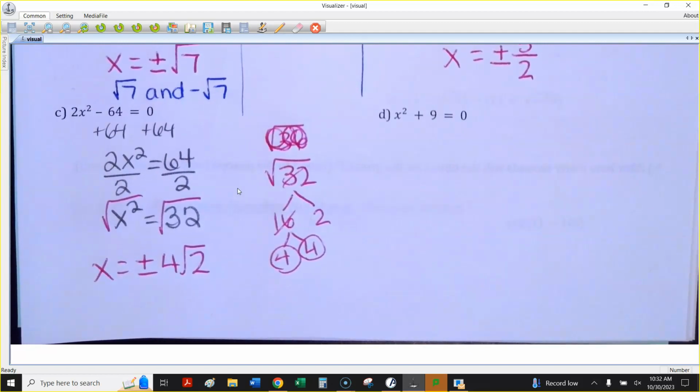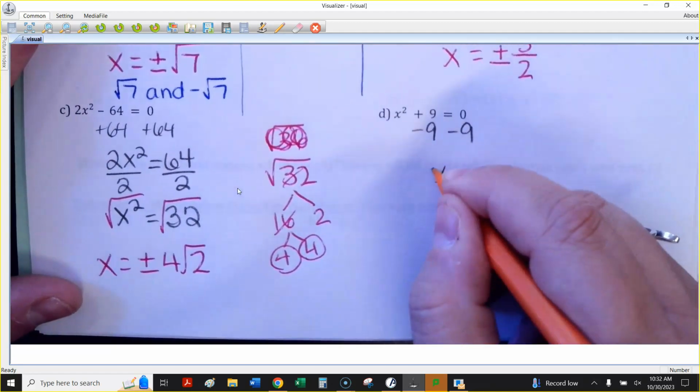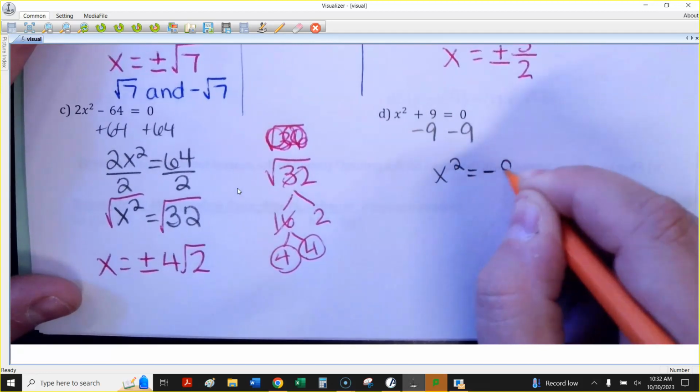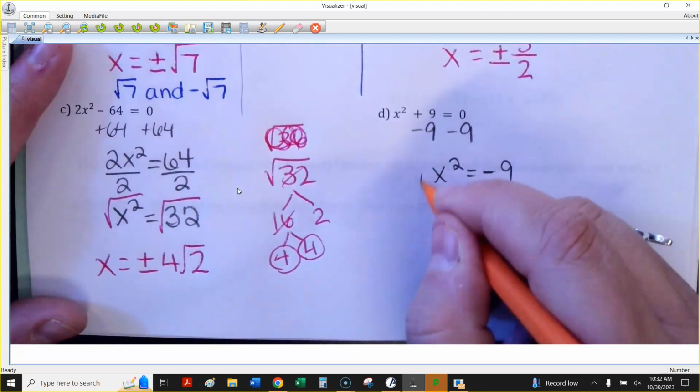And I'm going to do one more. Tomorrow we're going to have a different answer to this question. But for our purposes today, I'm going to subtract 9 from both sides. And I get x squared equals negative 9. And take the square root of this.